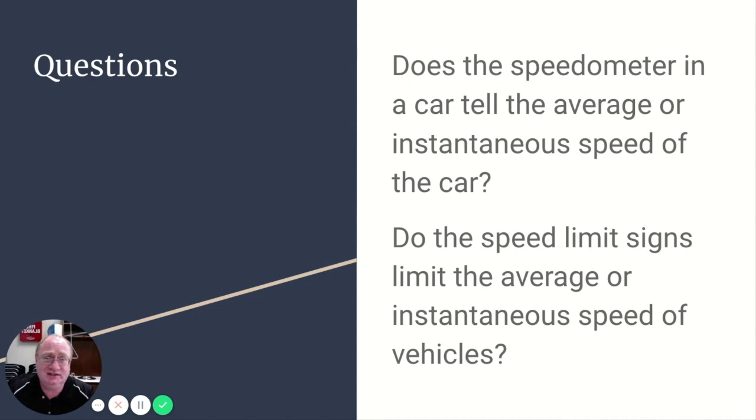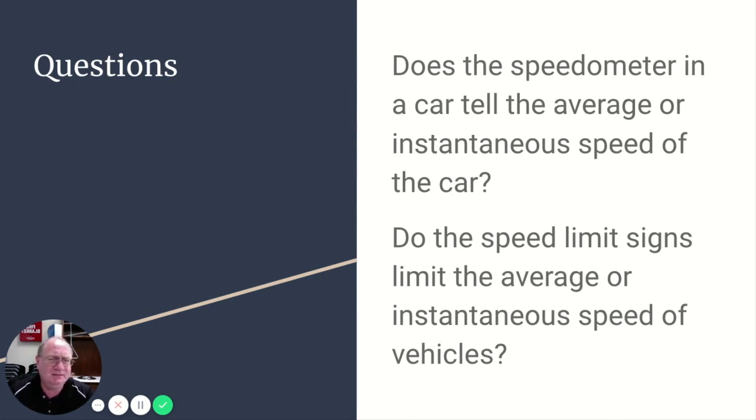Another thing that we actually name right is that device on your car that tells you how fast you're going. It's called a speedometer. And what does that speedometer tell you? Well, it tells you the instantaneous speed of your car. It'd be quite useless if it told you the average. You would never know exactly how fast you were going at that moment, just for the entire trip.